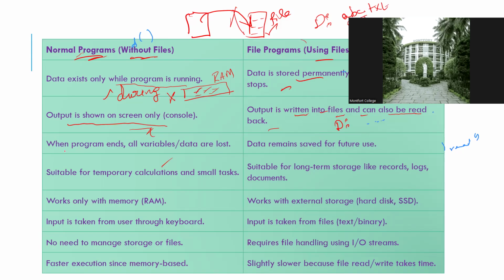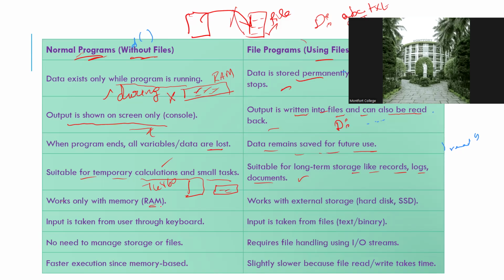The third point: when the program ends, all variable data is lost. Yes, but here the data remains saved for future use. Coming to the fourth point, normal programs are suitable for temporary calculations and small tasks. Yes, like calculators; we use calculators on mobile and also on the system. In Turbo C, if you execute a program, memory allocation is done once the program execution starts, and when the execution stops, the memory is deallocated. But in this case, it is not like that. Files are suitable for long-term storage like records, logs, and documents.